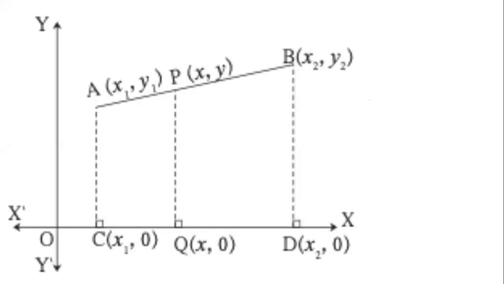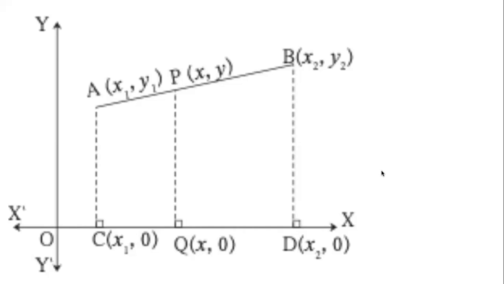So when we join these 2 points, we will have a line segment here. The line segment is AB, clearly. And there is a point P on the line segment AB. We don't know where it is. We will say it is somewhere at x, y. Right? We are trying to find out what is the value of x and what is the value of y.